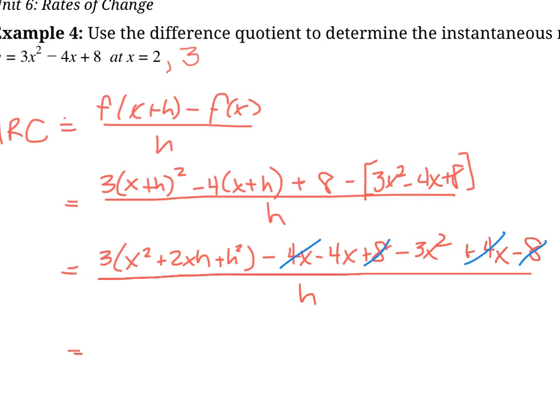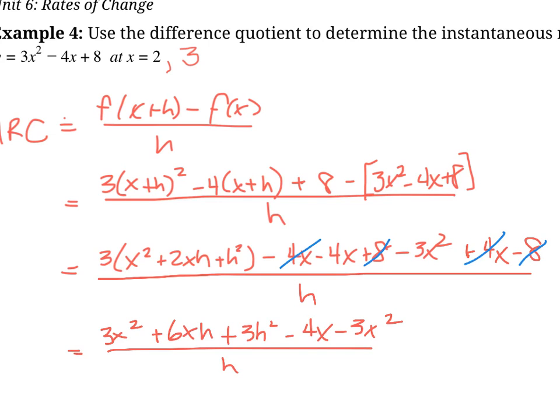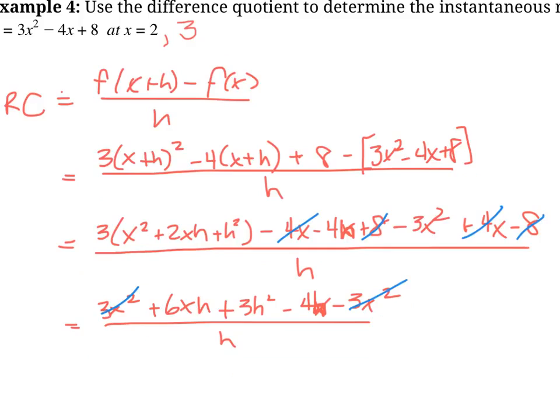And this actually happens a lot when we deal with these things. Okay, so let's continue. Continue simplifying. 3x squared plus 6xh plus 3h squared minus 4x minus 3x squared all over h. Oh, again, this and this will cancel each other out. That makes it a little bit easier. Oh, I made a mistake. Did you see where it is? This should actually be 4h here. So this should actually be 4h. Sorry about that.